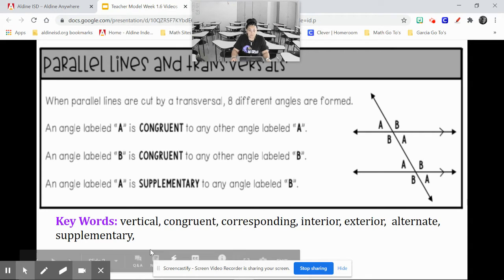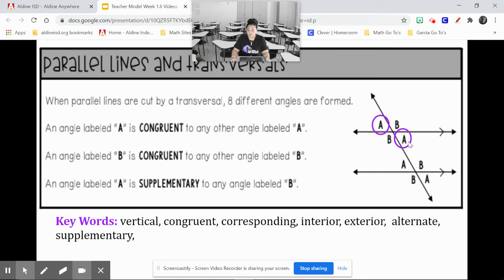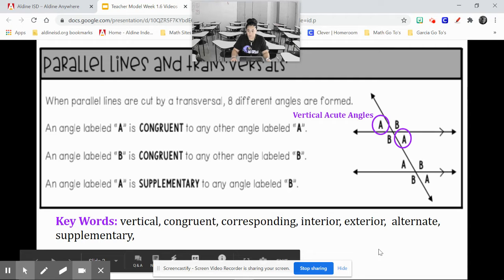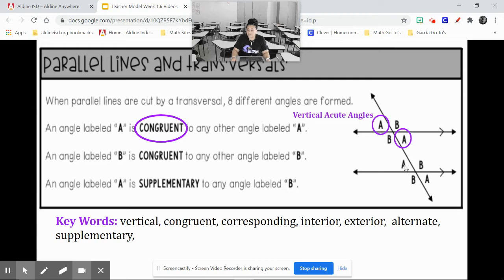The first ones that we're going to look at, and these are the vocabulary words you need to be familiar with, are vertical angles. Okay, so we see the two angles. They are vertical. Vertical means they're across from each other. Both of them are angle A, so we know that they're going to be congruent. But we also need to be mindful that they are acute angles. So we call these vertical acute angles. Okay, we also need to be mindful that they are congruent. So any vertical acute angles, and you notice here, we still have angle A, those are also congruent. So all 4 acute angles are congruent.